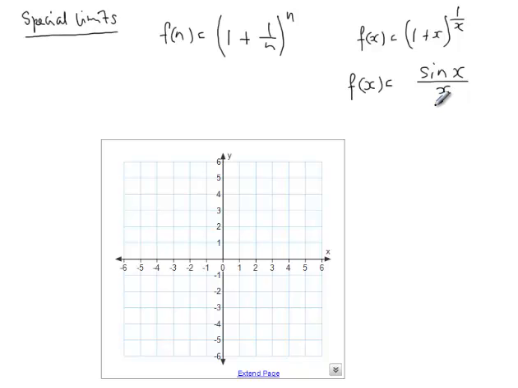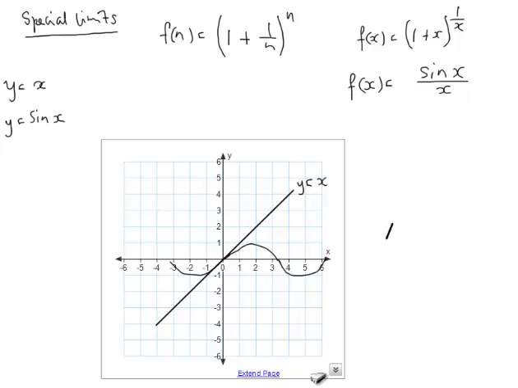Okay, so let me just organize a diagram here for this. Okay guys, I've organized a diagram there. So this line here is y equals x. Let's say this is y equals x.